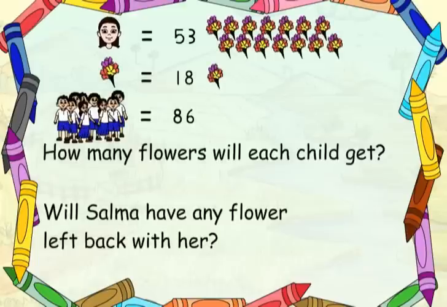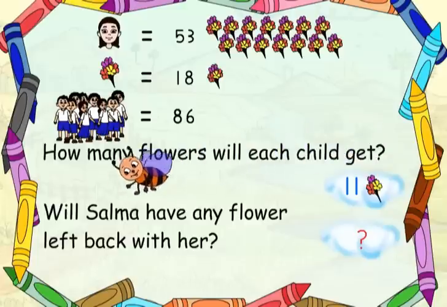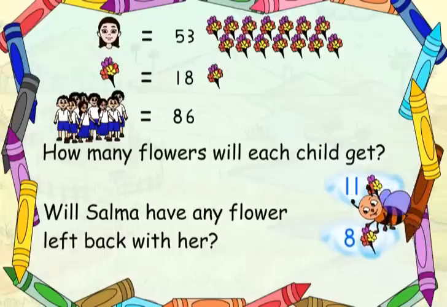Salma has 53 bunches of flowers. Each bunch has 18 flowers. She wants to distribute it equally among 86 children. How many flowers will each child get? Will Salma have any flower left back with her?